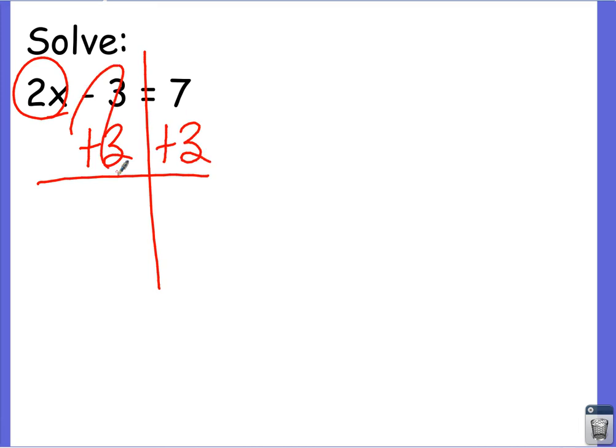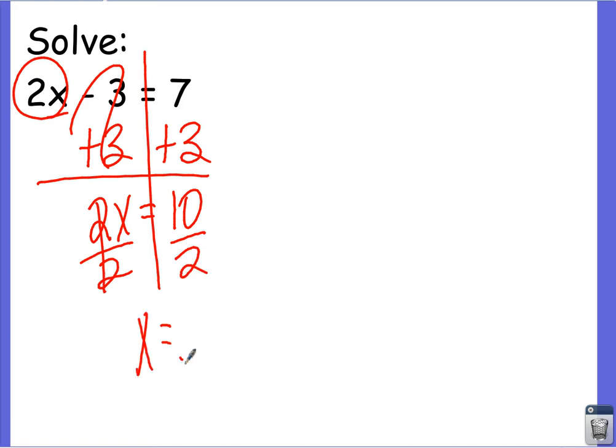A negative 3 and a positive 3 cancel each other out. I bring down everything that I've not done, so I bring down the 2x and the equal sign. On this side I can take 7 plus 3, which gives me 10. Now I'm back to what I had before, 2x, so I'm just going to divide by 2, and I find out x equals 5.